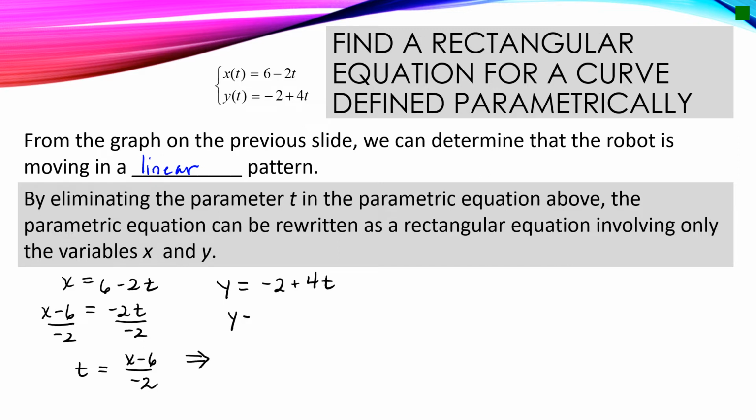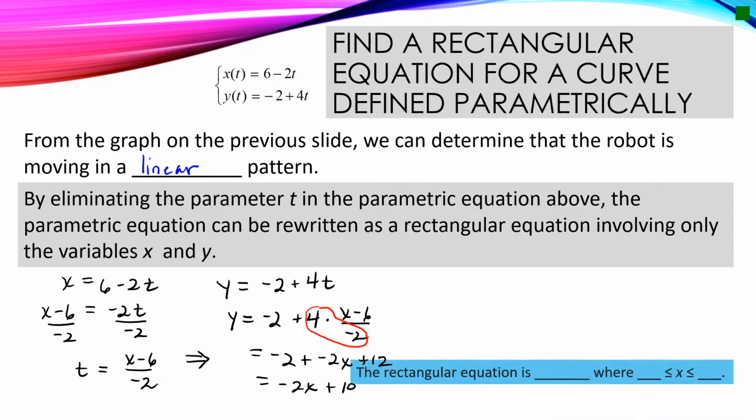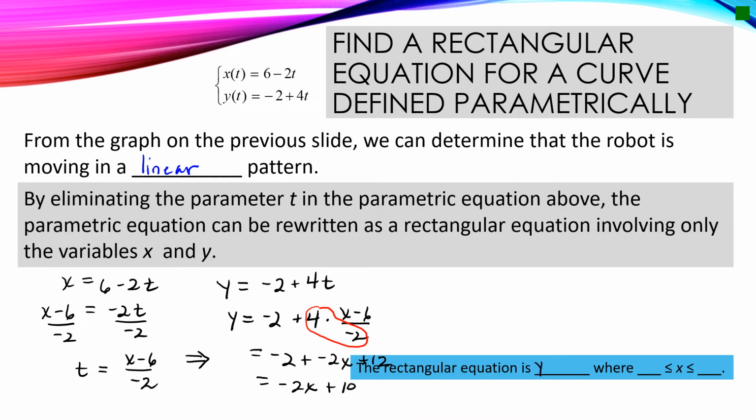Now, I'm going to take that and I'm going to substitute that t value in with x minus 6 over negative 2. And I'm going to simplify. Now, because I'm multiplying, I can cross-reduce the 4 and the negative 2 and then distribute that through. So that cross-reduces to negative 2. And negative 2 times x is negative 2x, and negative 2 times a minus 6 is plus 12. So I end up with y equals negative 2x plus 10. So the rectangular equation is y equals negative 2x plus 10.